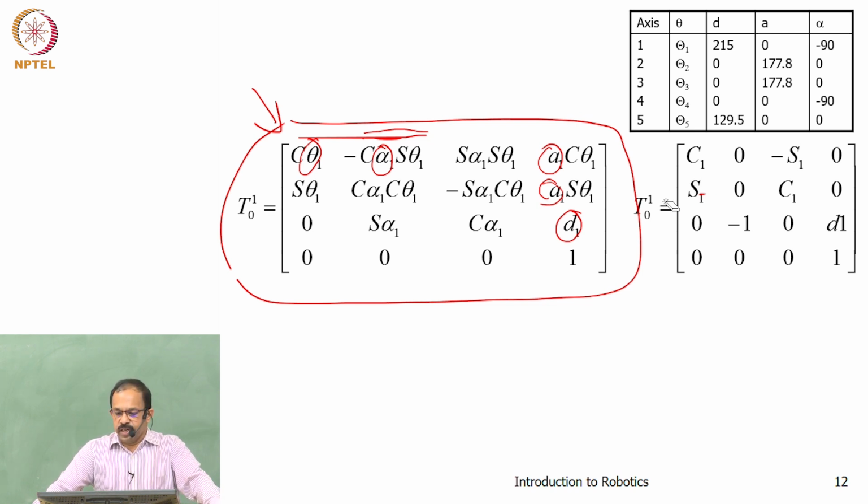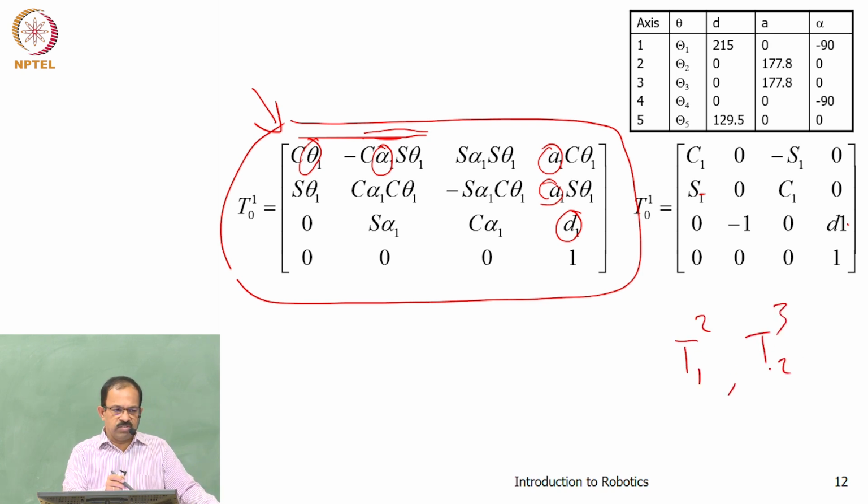In the same way you can get T21 and T32. They can be obtained by simply substituting these values. You don't need to do anything other than that. Just substitute these values and get the matrices 2 to 1 and 3 to 2.